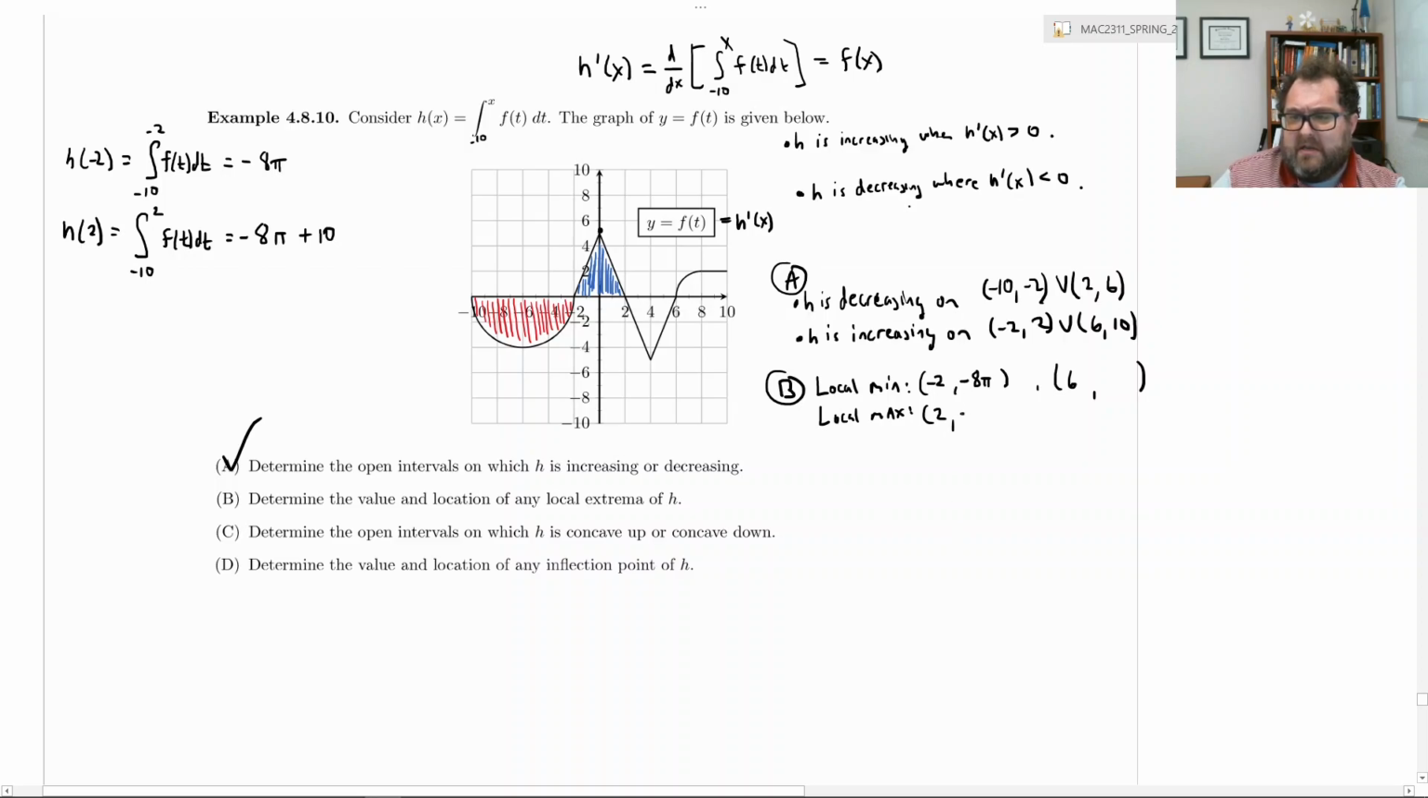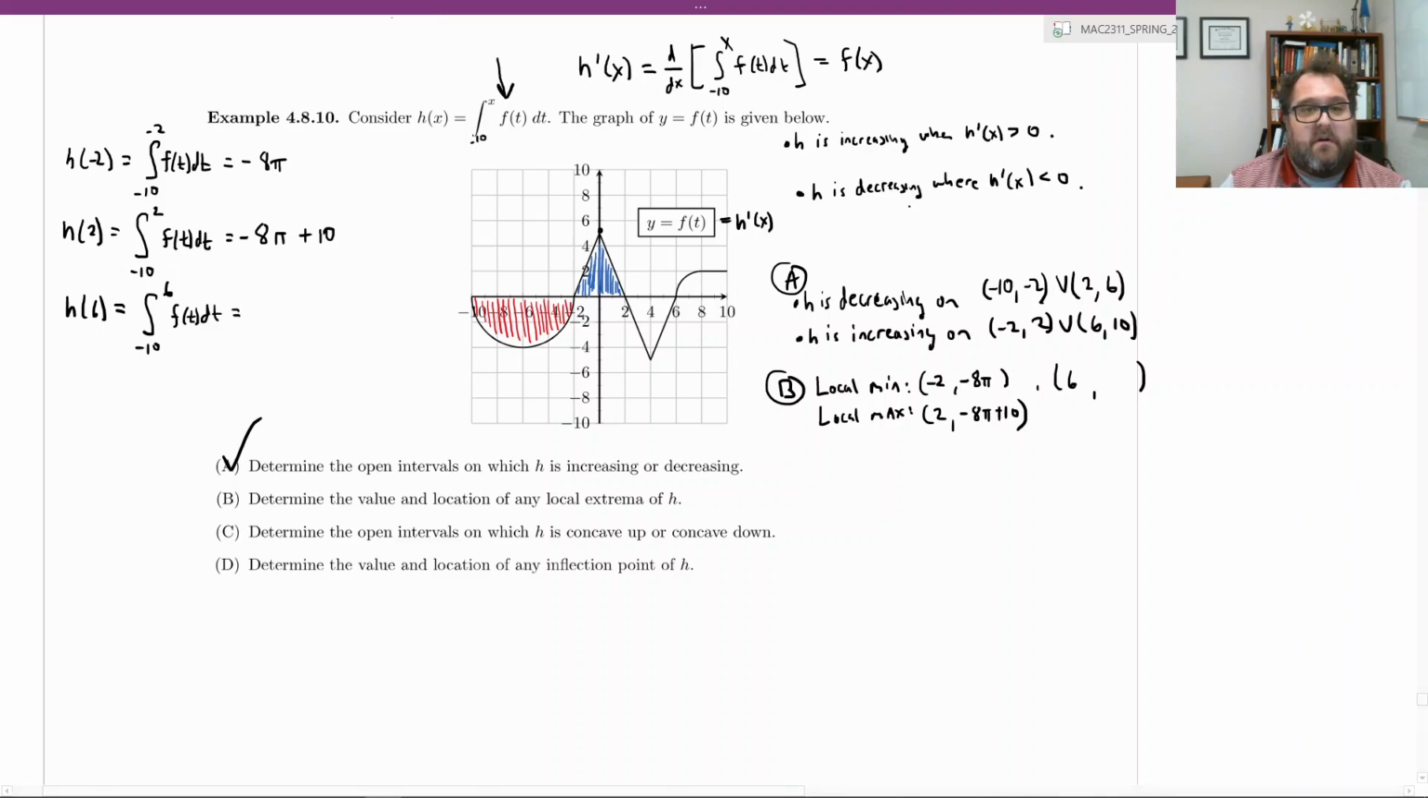Let's see, negative 8 pi plus 10, like so. Okay, now what about 6? I need to get the y value of 6. So h of 6. So that's the definite integral from negative 10 to 6. Again, I'm going back to my original definition of h. I'm plugging in the 6. So that's the accumulation function from negative 6 to 10, f of t dt.